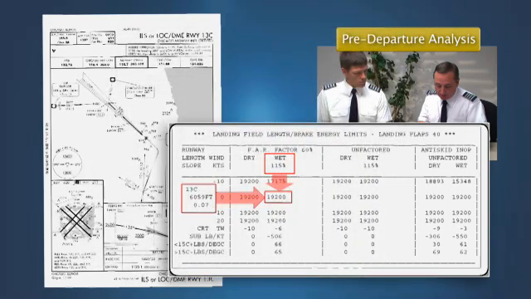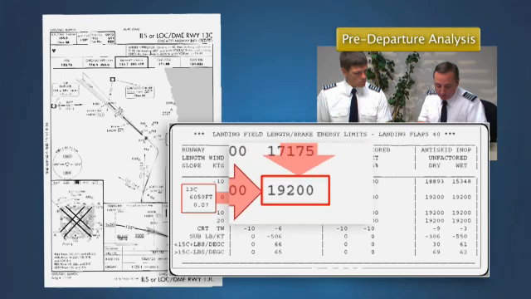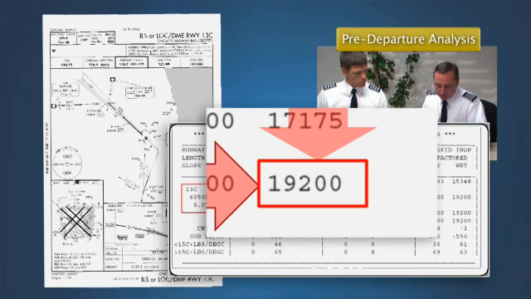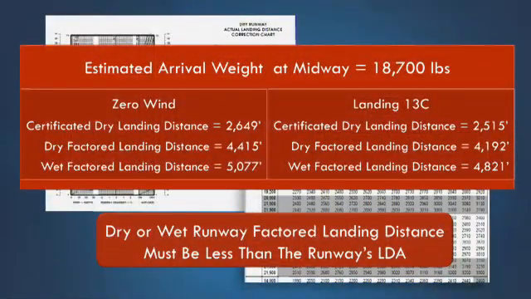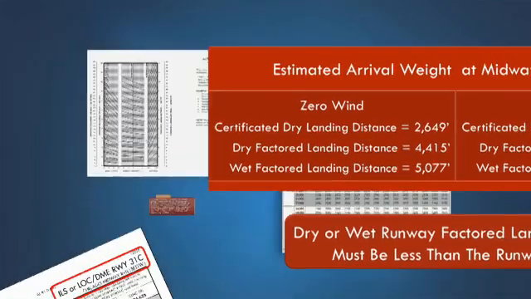The results of this analysis may be presented to the flight crew in the form of a maximum allowable landing weight on a particular runway. For runway 13 center, our maximum allowable landing weight is 19,200 pounds. Another option available is to use the data and procedures provided in the airplane flight manual to determine the dry or wet runway factored landing distance required at the airplane's estimated landing weight. The dry or wet runway factored landing distance, as applicable, must not exceed the runway's landing distance available.